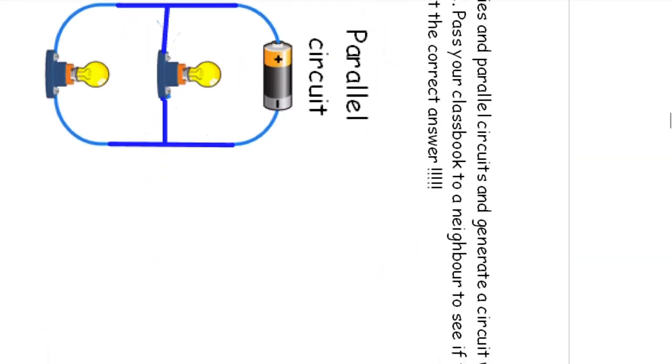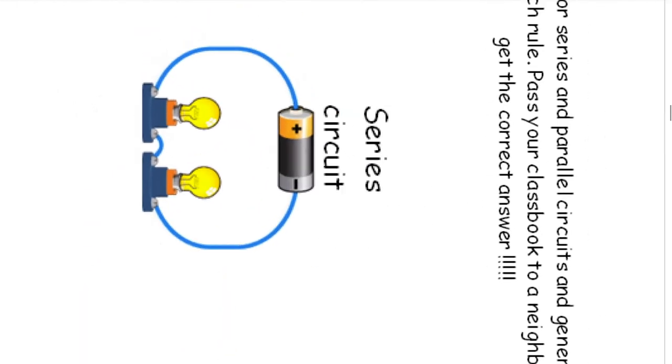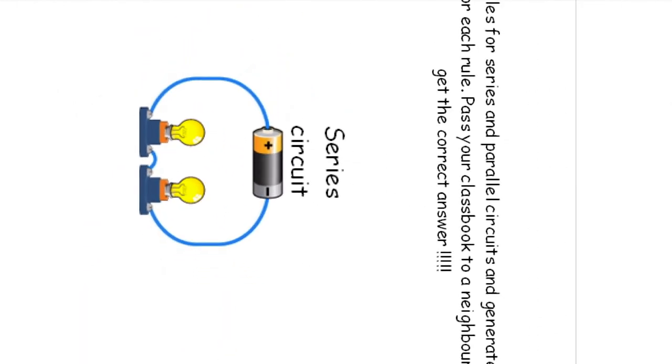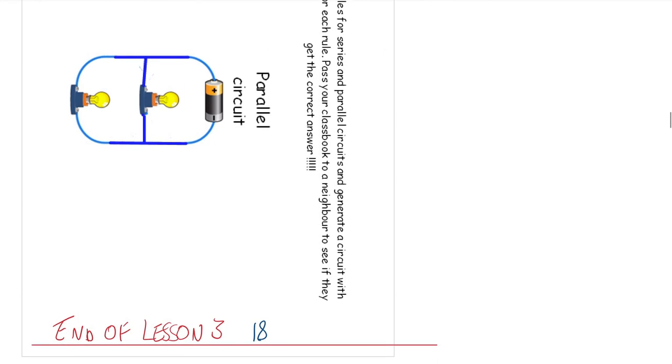Next page is just for you to write up your rules for a parallel and series circuit. Do it in a way of a mind map. A series circuit there, 3 rules there for a series circuit, 2 rules there for a parallel circuit. That's the end of lesson 3.